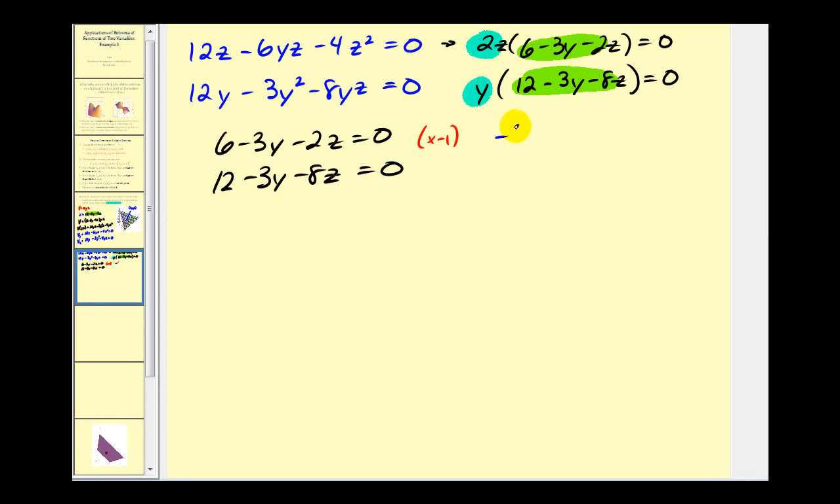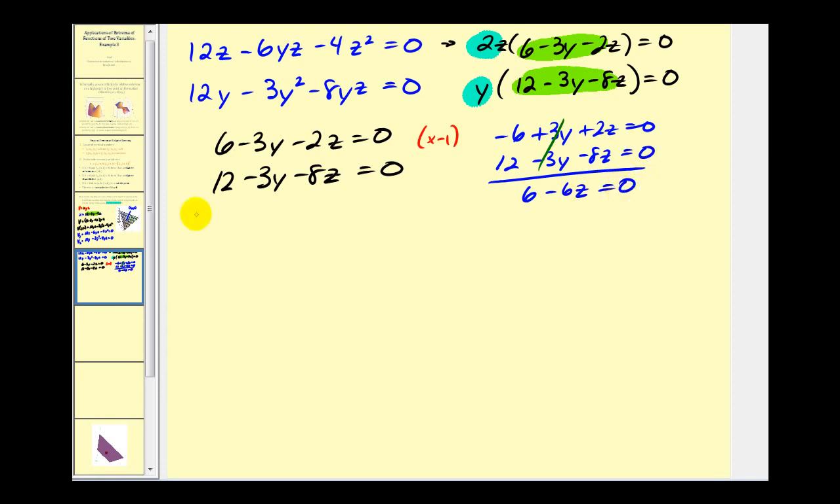So we're going to have -6 plus 3y plus 2z equals 0, and the second equation will stay the same. If the y terms go out, we're left with 6 minus 6z equals 0. This tells us that z would be equal to 1.